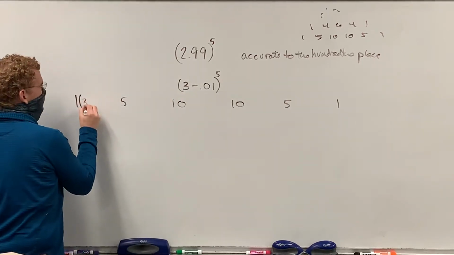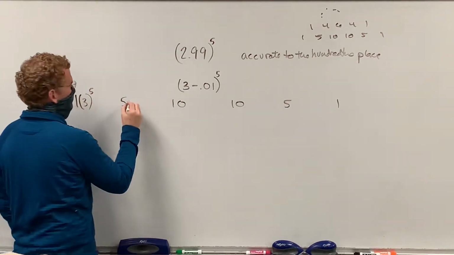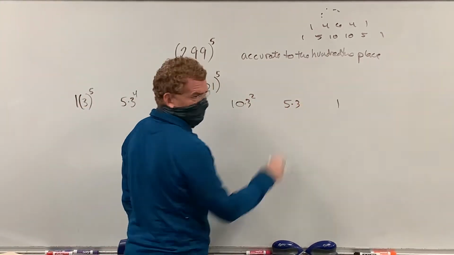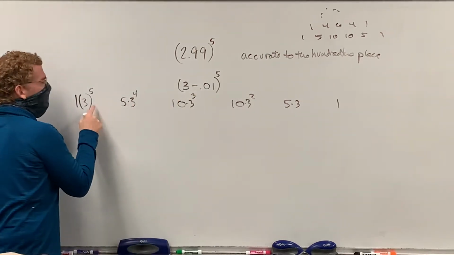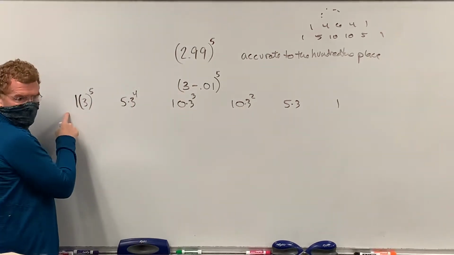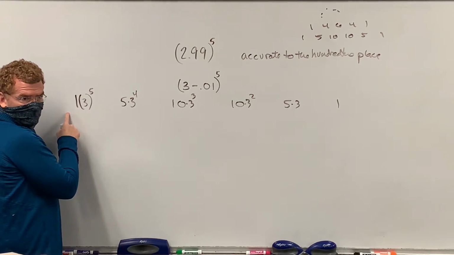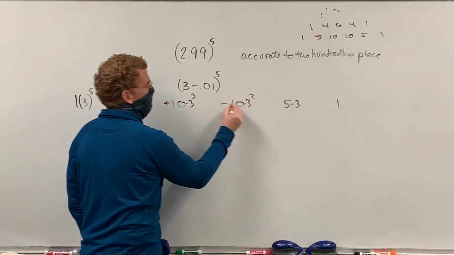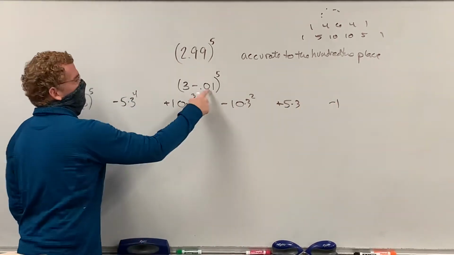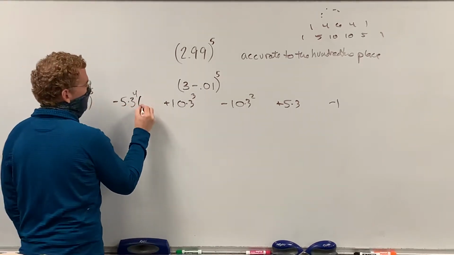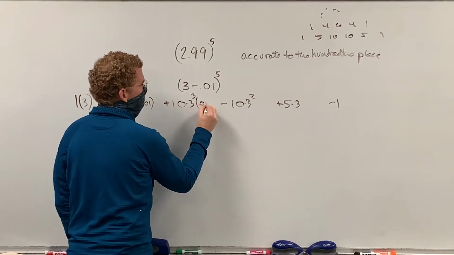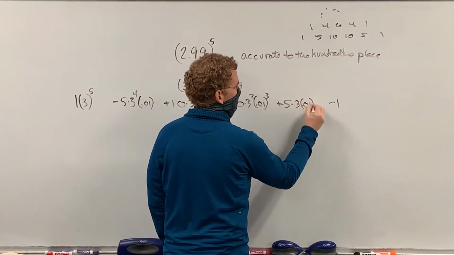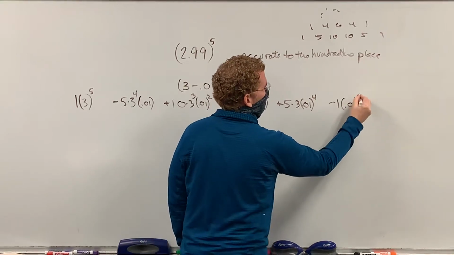So 3 would go here to the 5th, 3 to the 4th, 3 to the 3rd, 3 to the 2nd, 3, no 3. And then here, negative 0.01, and plus, if it's plus minus, what do we do with the signs? Alternate them, and then I don't have to worry about the negative anymore. Plus, minus, plus, minus, plus, minus. And then I can put no 0.01s, 0.01 to the 1st, 2nd, 3rd, 0.01 to the 4th, 0.01 to the 5th.